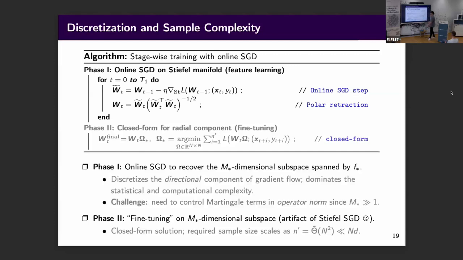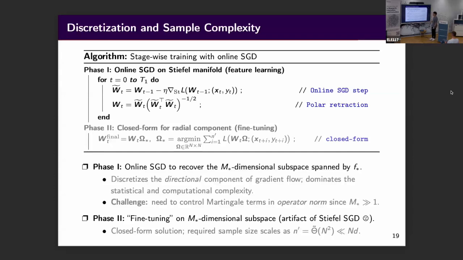So discretization becomes easier. But the annoying thing about Stiefel is that now you're agnostic to the second layer magnitude. The second layers could have varying magnitude, but now you can only hope to recover the subspace, an M star dimensional subspace. After that, you have to fine tune. You have to refit to account for the varying second layer coefficients. And the nice thing is that in terms of sample and computation complexity, this is much less than phase 1. So this is not a big deal.